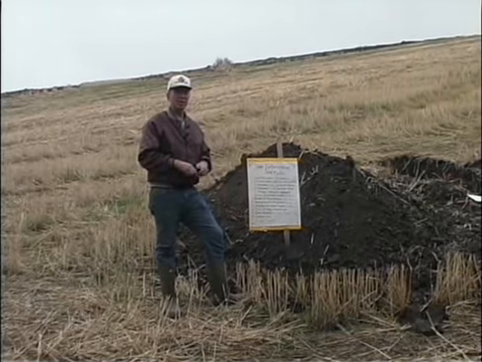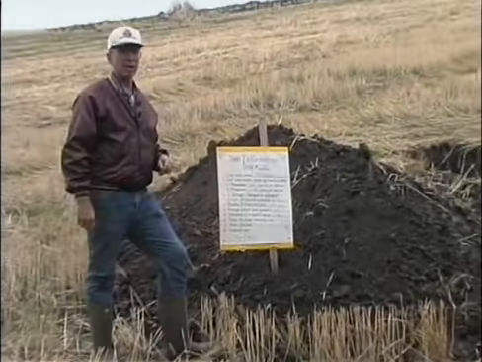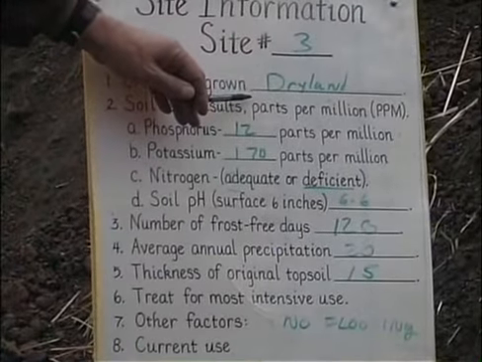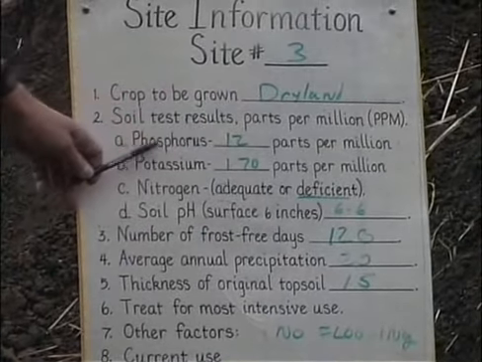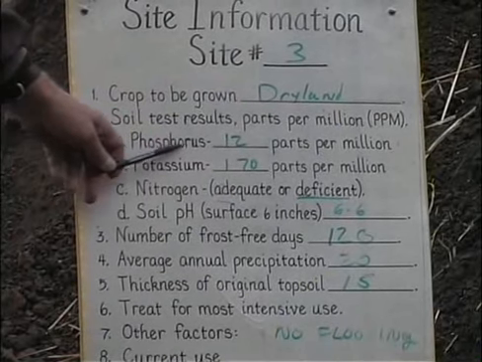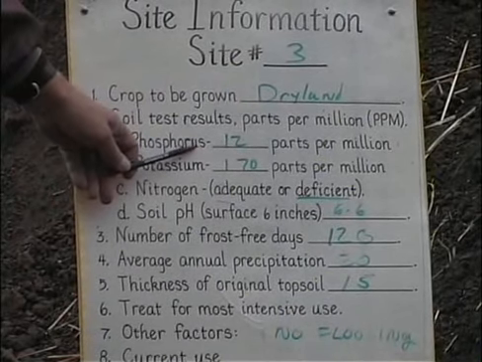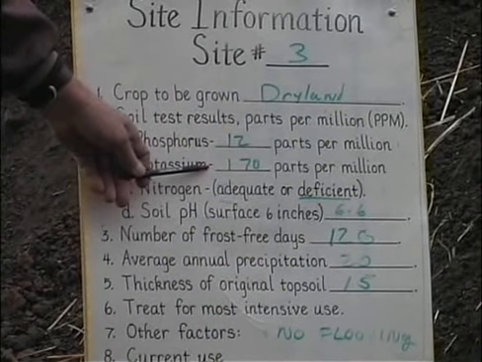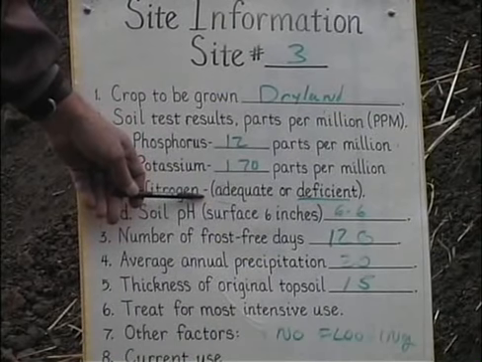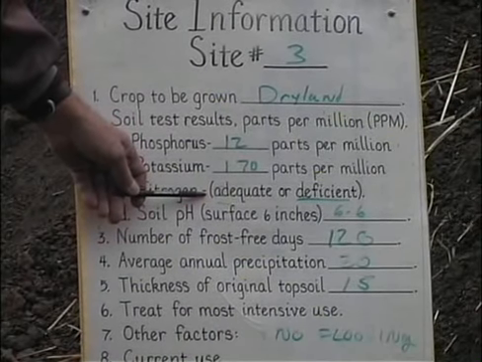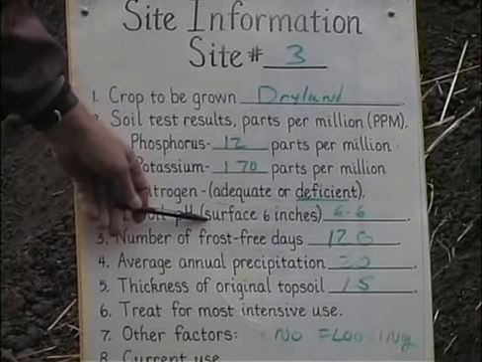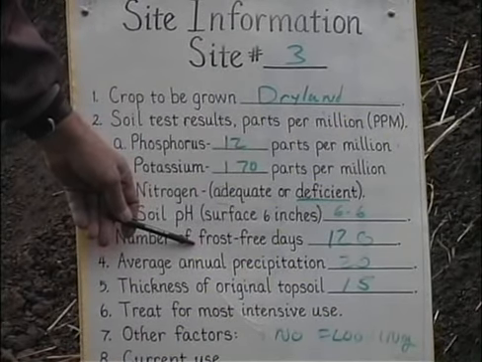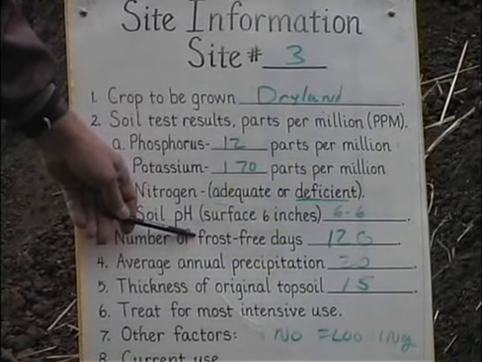If we look at the information that's given to us on the site card for site number 3, the intended use, of course, is dry land, cultivated agriculture. Our soil test results tell us that there are 12 parts per million of phosphorus in the soil at this location, 170 parts per million of potassium. Nitrogen for this location and usage of the site is said to be deficient. The pH is 6.6. We have 120 frost-free days at this location.